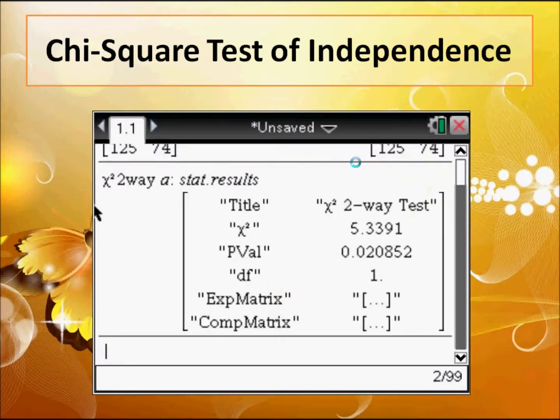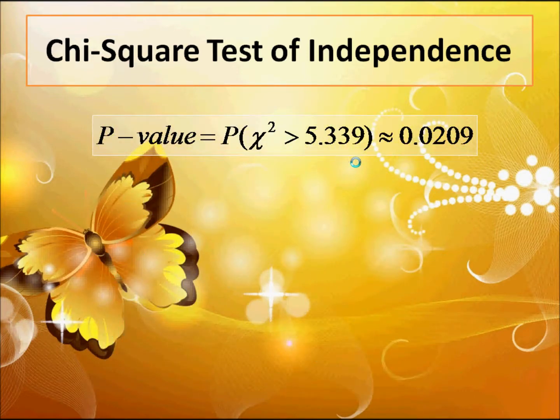I then go and pick the information I need. I need my chi-squared and my p-value, and I'm going to write using correct notation. So P(χ² > 5.339) ≈ 0.0209. I'm always going to use a greater than sign whenever I do my chi tests.